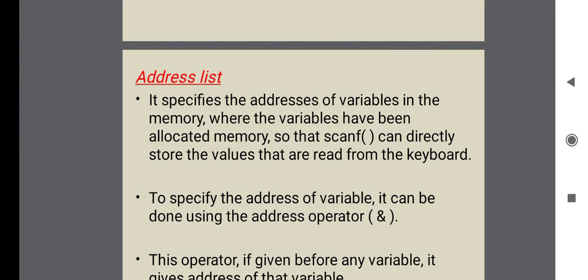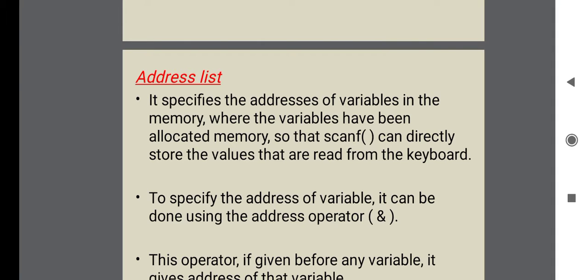What is address list? It specifies the address of the variables in the memory where the variables have been allocated memory, so the scanf can directly store the values that are read from the keyboard. Memory is a sequence of cells. It contains data. On one side we can declare the name, and on the other side we can declare the address. Memory means sequence of cells.